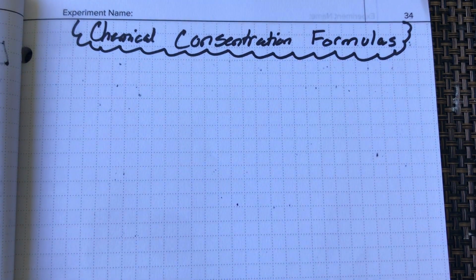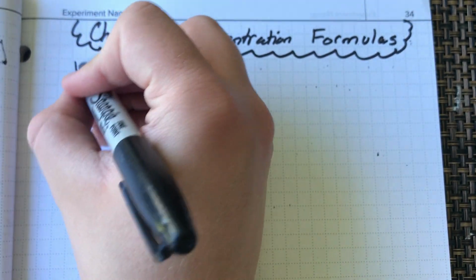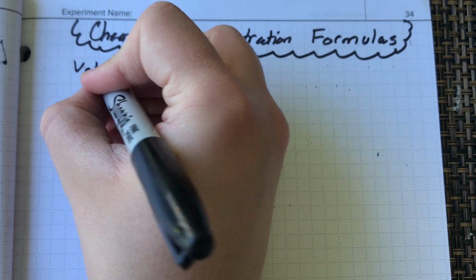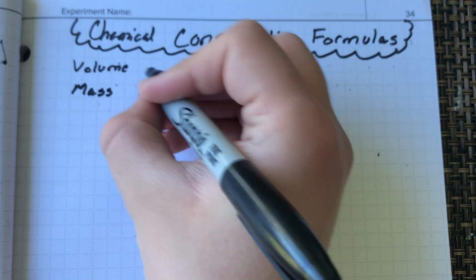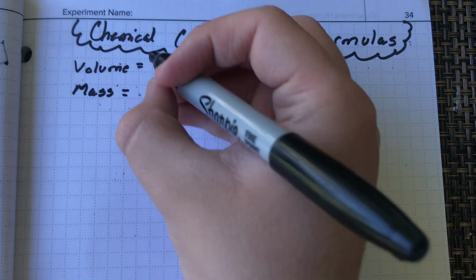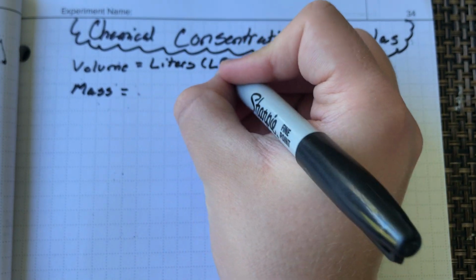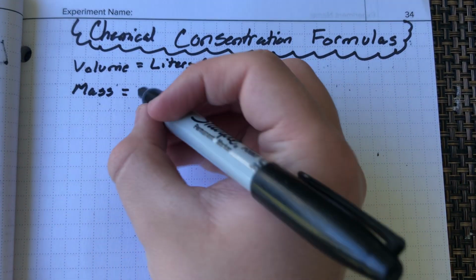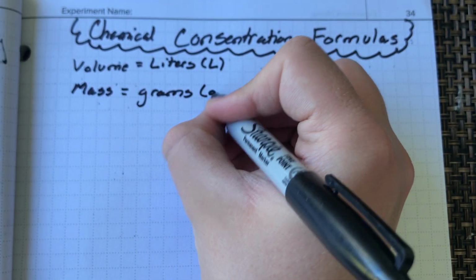It's just like multiplication. So, the first two things you're going to need to know are volume and mass. I'm sure you've probably heard of these terms before, but we're just going to go over it one more time. Volume is measured in liters with this symbol, and mass is measured in grams with this symbol.